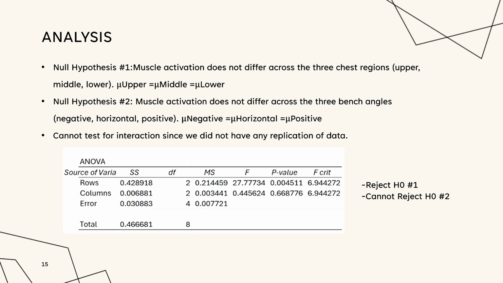Below, we can see the results of our ANOVA. For our first null hypothesis, we found a p-value of 0.0045, and for our second null hypothesis, we found a p-value of 0.668. This tells us that we can reject our first null hypothesis, and we cannot reject our second.